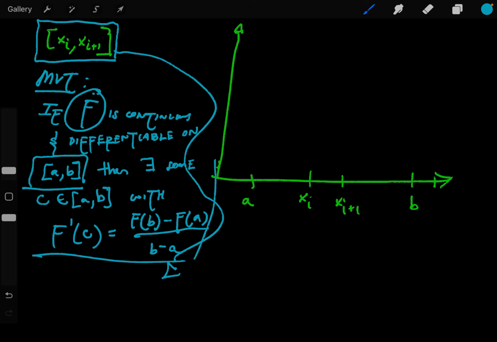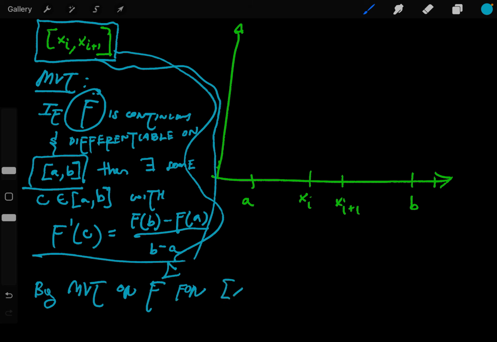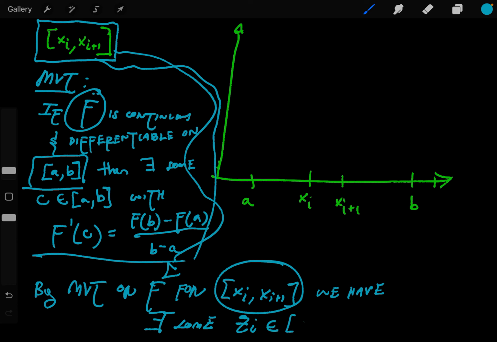Let's just apply the mean value theorem. So by the mean value theorem on capital F for the interval, right, we have, what's the statement? The statement's going to be that there exists some, and I'm just going to call it zi to indicate the interval that it applies to, in this interval, with this equality holding, right?